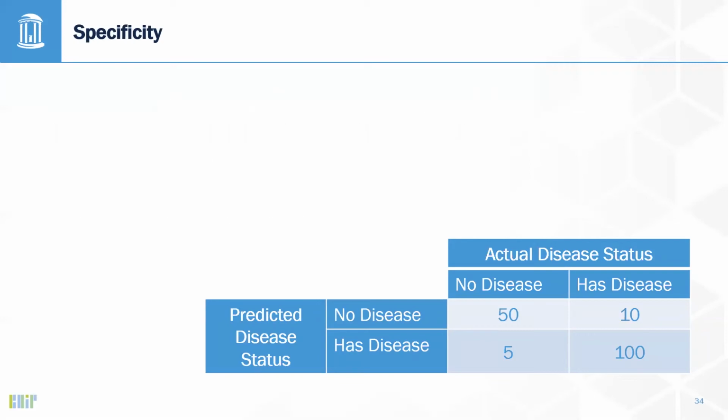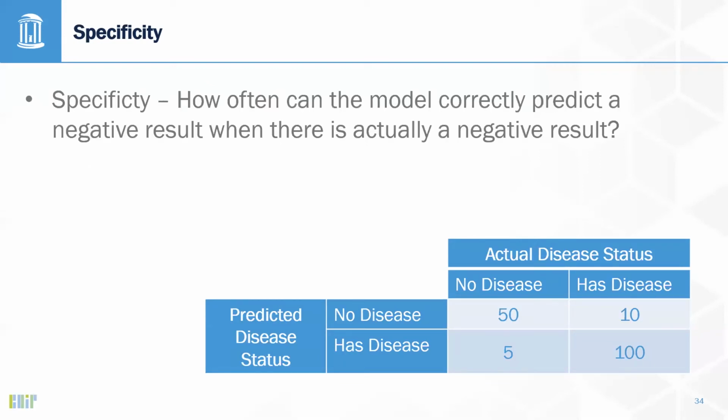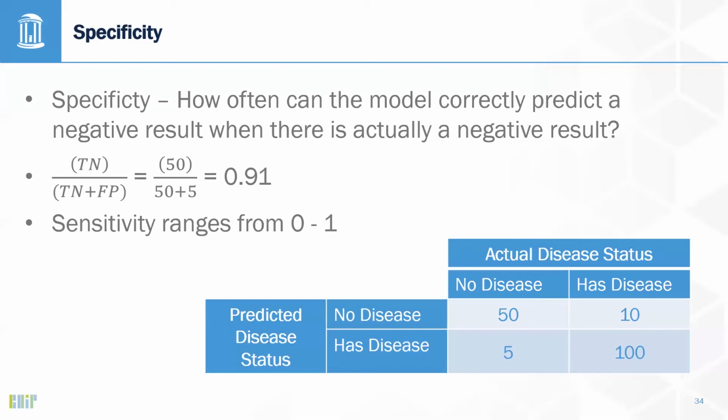Our next measure is specificity. Specificity tells us how often the model correctly predicts a negative result when there is actually a negative result. Specificity can be calculated by taking the number of correct negative predictions, the true negatives, divided by the sum of the correct negative predictions, true negatives, and the incorrect predictions, which were actually negative, false positives. In our example, the specificity is 0.91. Specificity ranges from 0 to 1. The closer it is to 1, the better the model is.